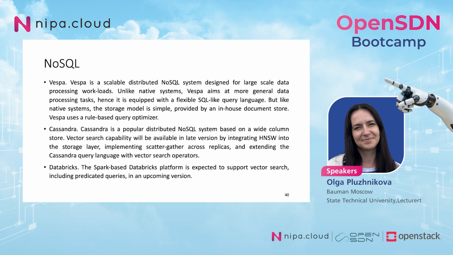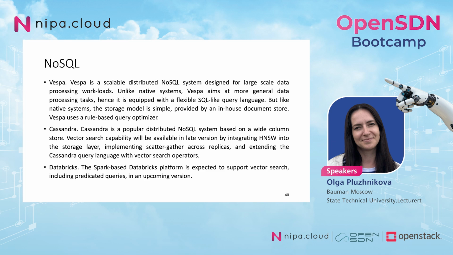Cassandra is a popular distributed NoSQL system. Vector search capability, I think it already has. They integrate the index into the storage layer, implementing scale together across replicas, and extending the Cassandra query language with vector search operators.